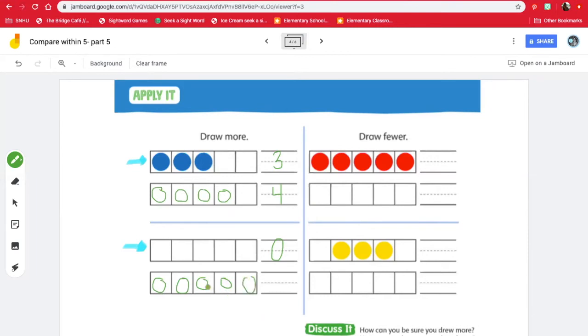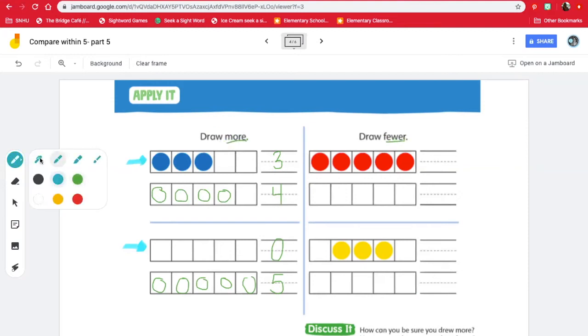Is this number more than 0? Yes, and I can tell because I have more circles than above. So this number is 1, 2, 3, 4, 5. There's the number 5. So on this side, we want to draw fewer. On this side, we drew more.